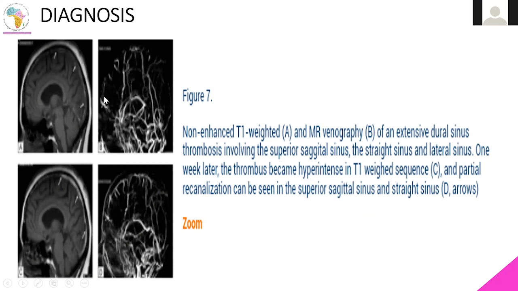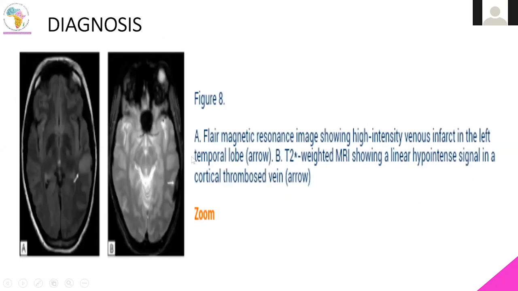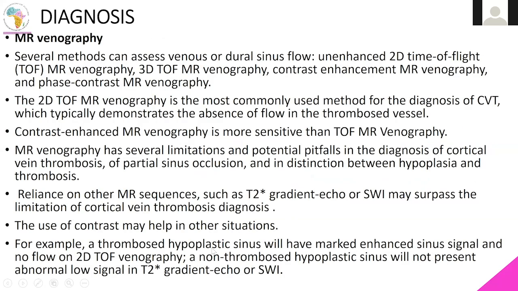Also here we have the superior sagittal sinus. If you look here, there's no signal, but here you see a signal already present. If you compare the two images, here there's no signal, and here there's a signal already. And here is a FLAIR magnetic resonance image showing high intensity venous infarct. So here there's a lesion here and here. B is a T2 MRI showing a linear hypodense signal in a cortical thrombosed vein. That's it. So MR venography.